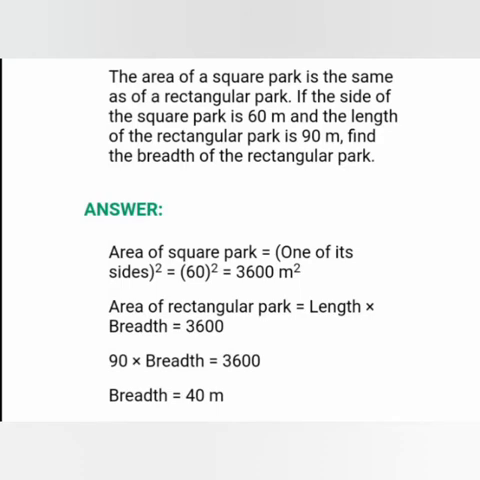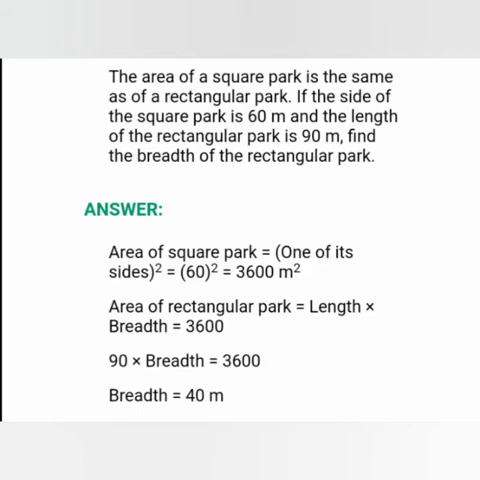Students, let us understand perimeter and area with the help of some examples. The area of a square park is the same as that of a rectangular park. If the side of the square park is 60 meter and the length of the rectangular park is 90 meter, find the breadth of the rectangular park. So the area of a square park is equal to side square, and the side is given as 60 meter. So when we square 60, we get the answer 3600 meter square.